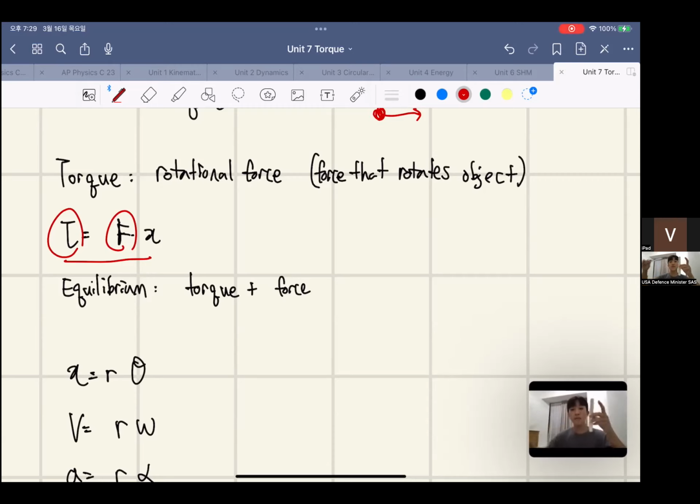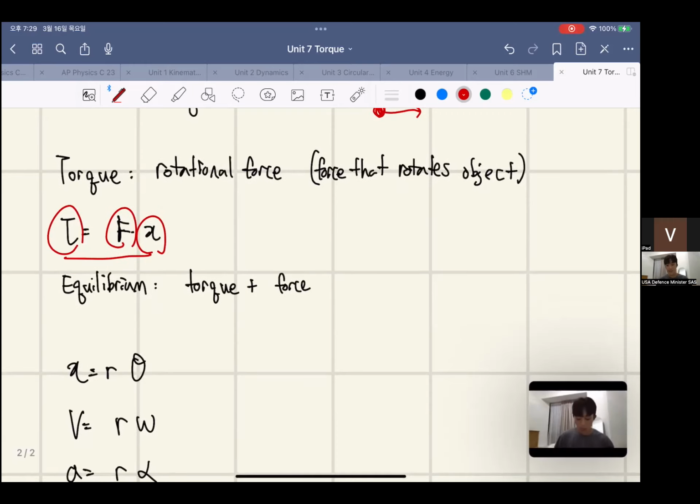However, if you push somewhere far away from the axis, you can see how even with less force, the remote control would rotate better. So now what we can know is that torque is a product of force and the distance from the axis.